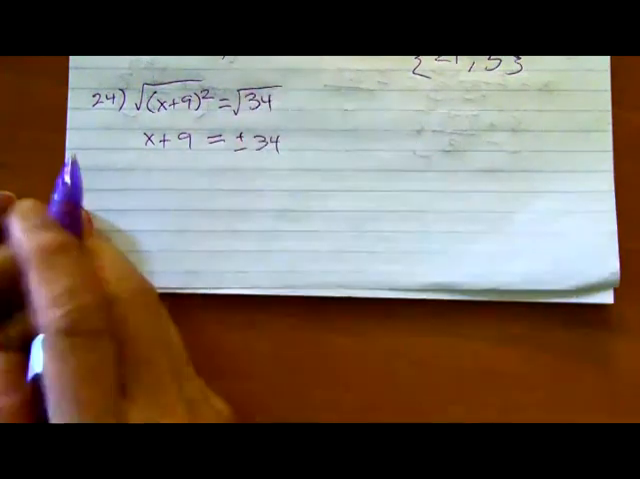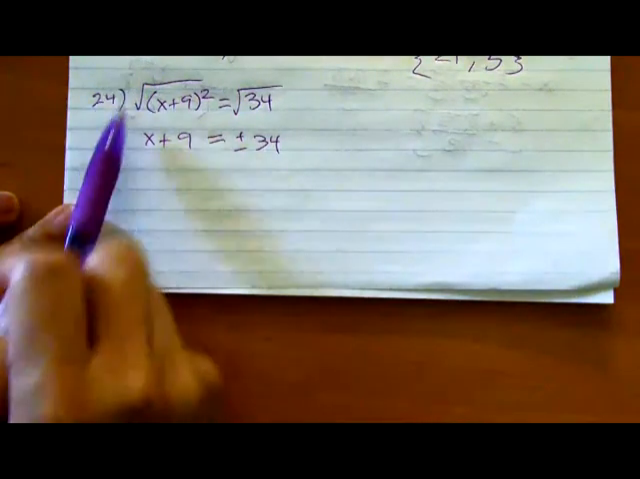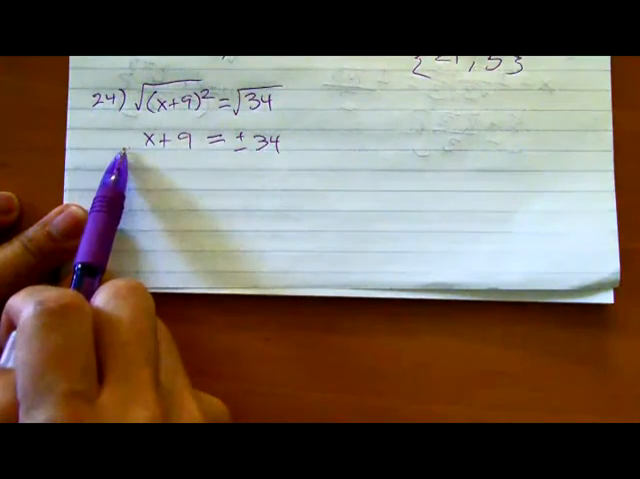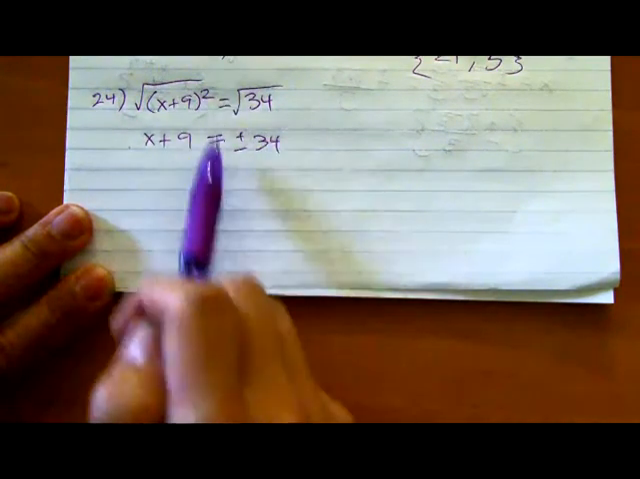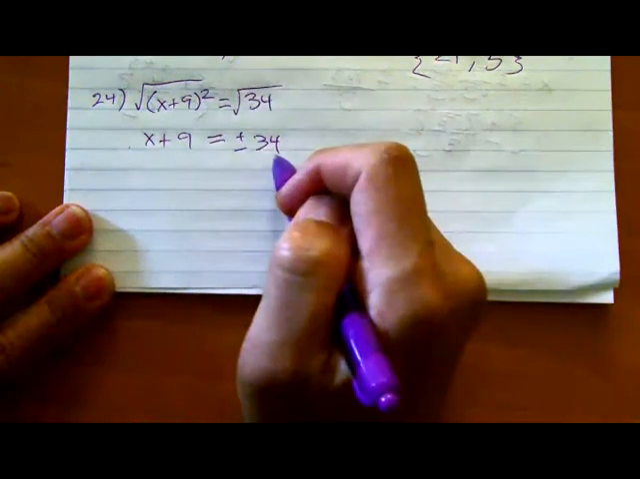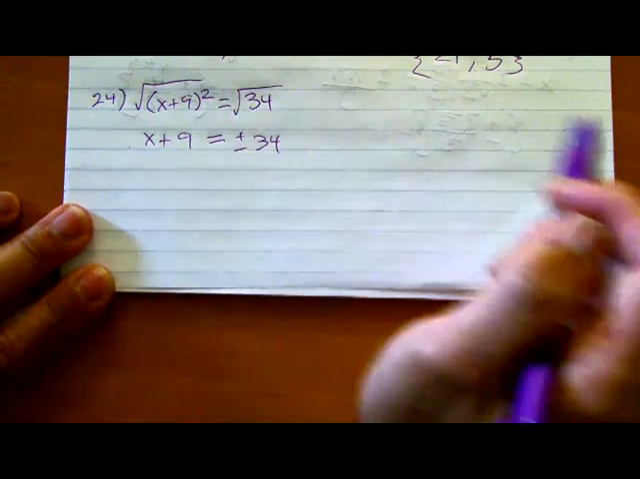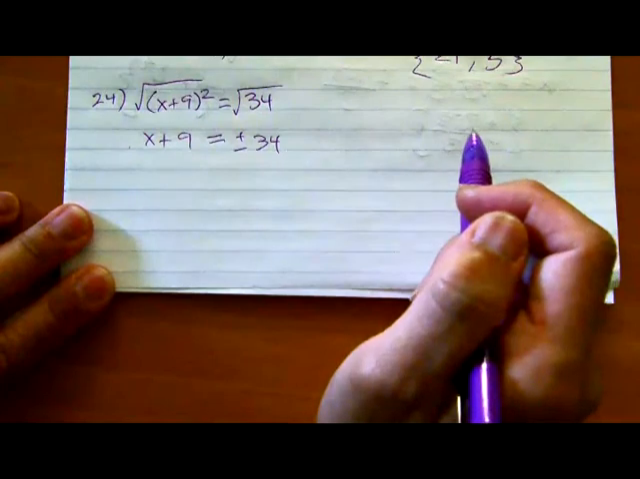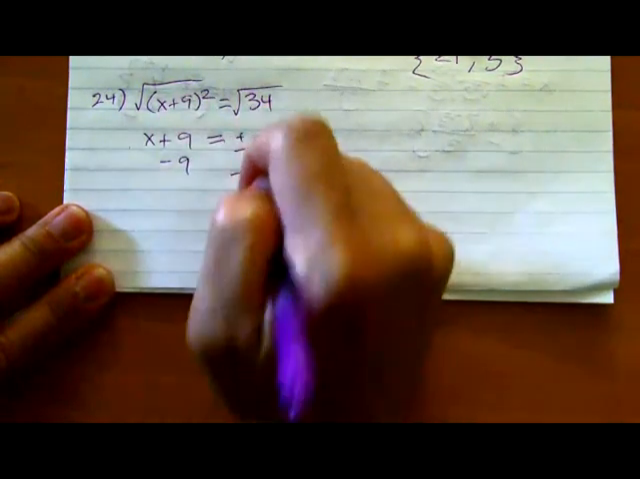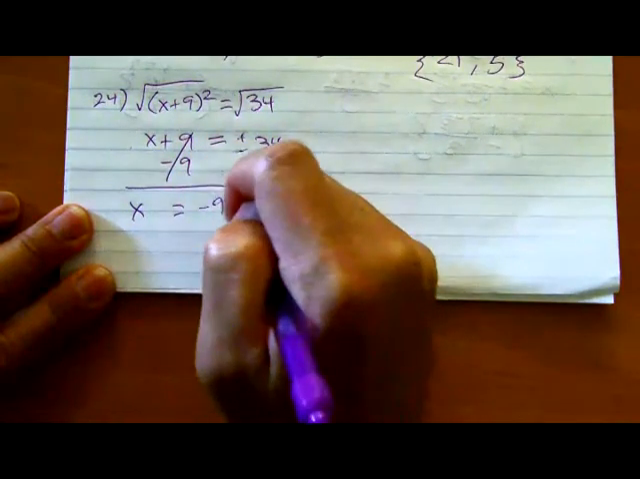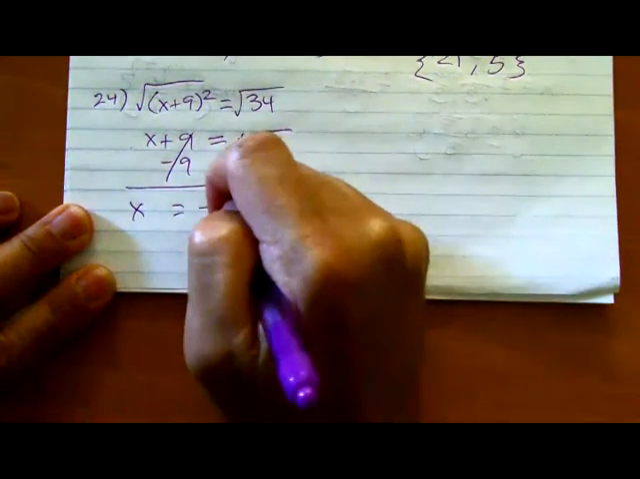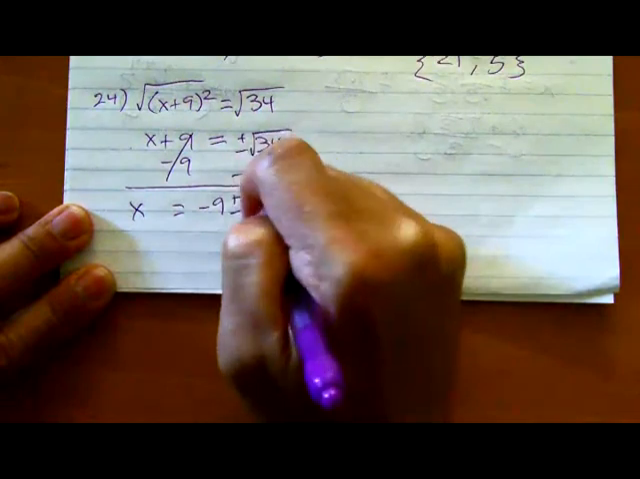Now, I guess we could have applied the positive and negative here on the left side, but they sort of cancel out. We're just going to account for the square root here. We'll get a positive answer, we'll get a negative answer. Subtract 9 on both sides. X equals negative 9... Oh, square root of 34. Sorry. Negative 9 plus or minus square root of 34.